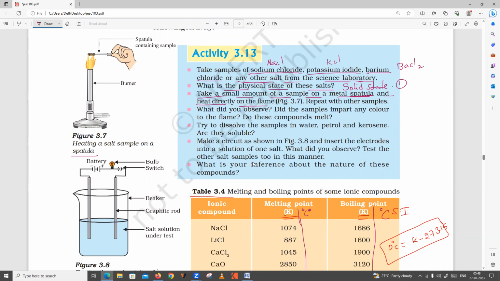Next, heat directly on the flame. Repeat with the other samples. What did you observe? Did the samples impart any color to the flame? Do these compounds melt? That is what they are asking. So answer please.